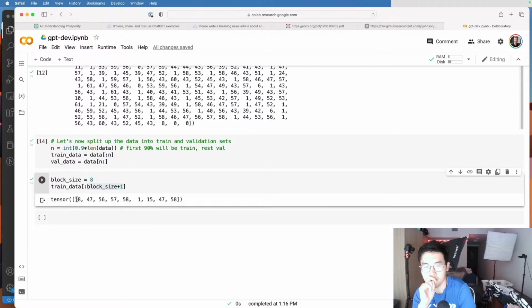So there's the example that in the context of 18, 47 likely comes next. In the context of 18 and 47, 56 comes next. In the context of 18, 47, 56, 57 can come next, and so on. So that's the 8 individual examples.